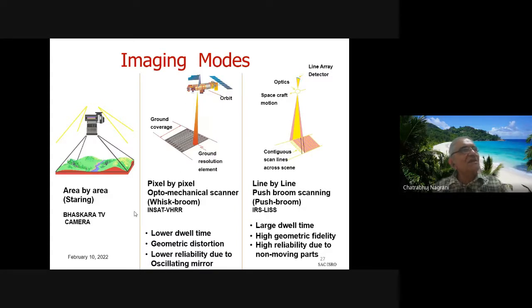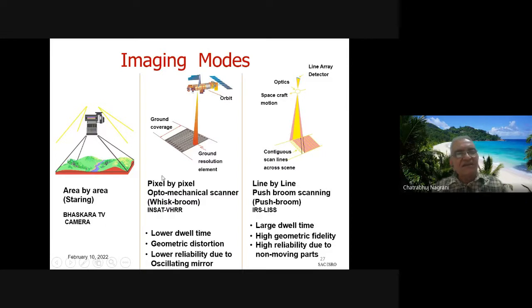You take one snapshot, let the satellite move, and before it moves 300 kilometers, take another quickly, because you don't want a longer exposure. Otherwise, the satellite is moving, so there will be a smear. So you take those very fast and then wait until it has moved, because the satellite's linear velocity is fixed at a particular height. So you take snapshots. That is called frame cameras or area staring.